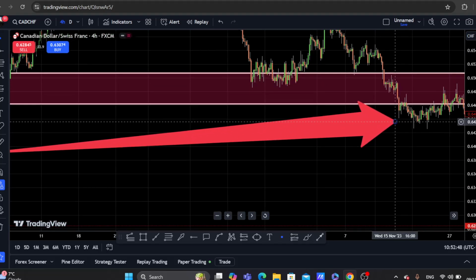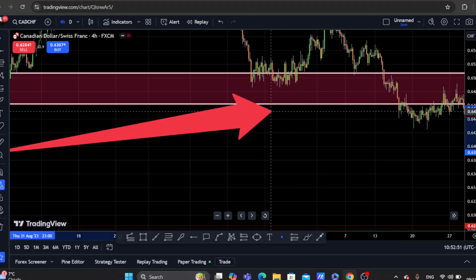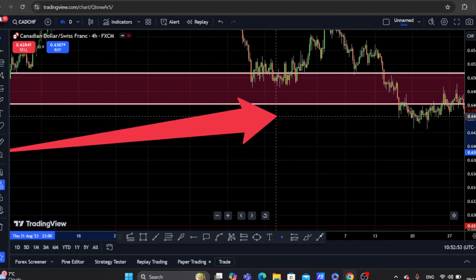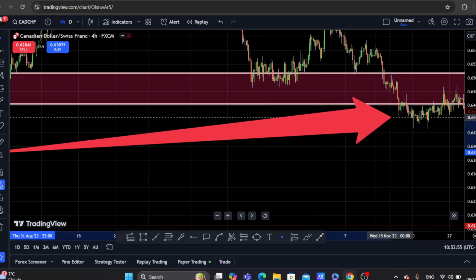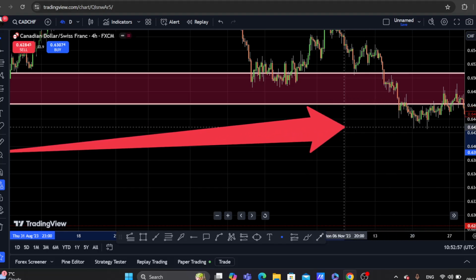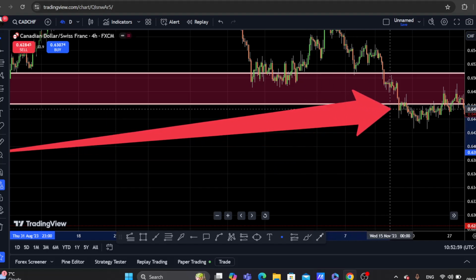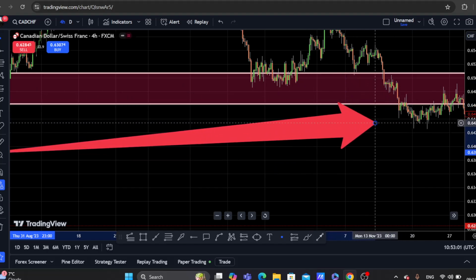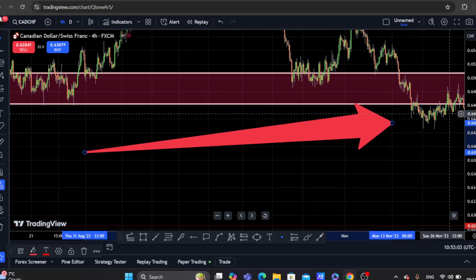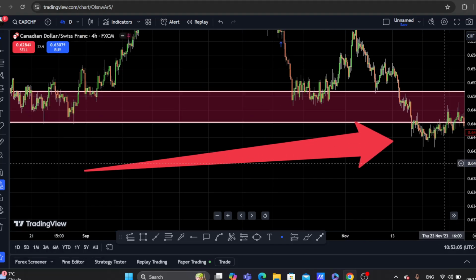So we then broke the level. We now broke below this level. And what would happen? I'm sure you trade like this. Once you've seen this breakdown, you would go short, right?